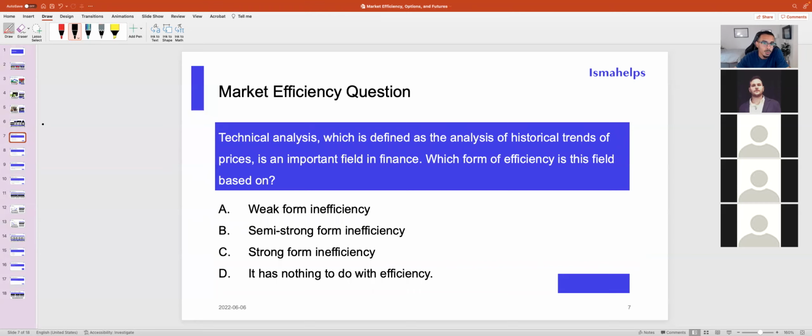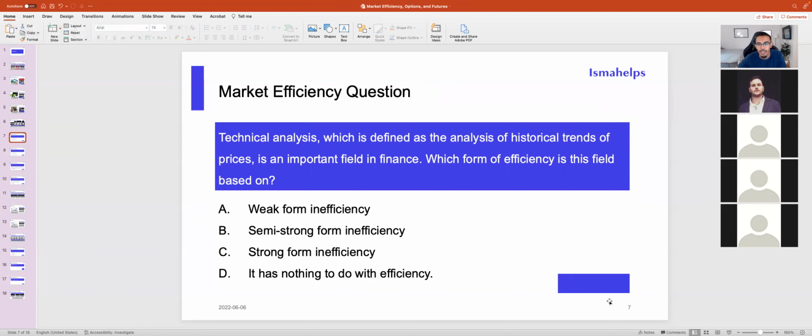Let's check it out. So this first question: technical analysis, which is defined as the analysis of historical trends of prices, is an important field in finance. Which form of efficiency is this field based on? I need one more answer.